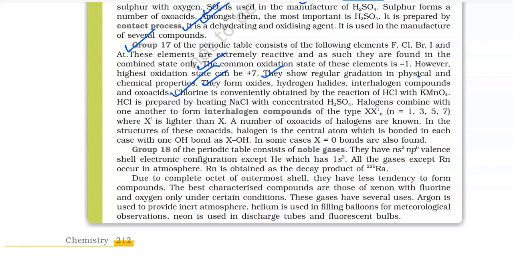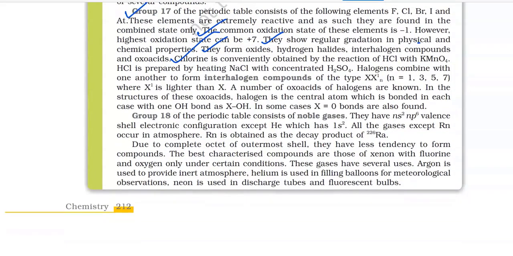Chlorine is conveniently obtained by the reaction of HCl with KMnO4. HCl is prepared by heating NaCl with concentrated H2SO4. Halogens combine with one another to form interhalogen compounds of the type XX'n, where n is 1, 3, 5, 7, and X' is lighter than X. A number of oxoacids of halogens are known. In the structures of these oxoacids, halogen is the central atom which is bonded in each case with one OH bond as XOH. In some cases, X=O bonds are also found.